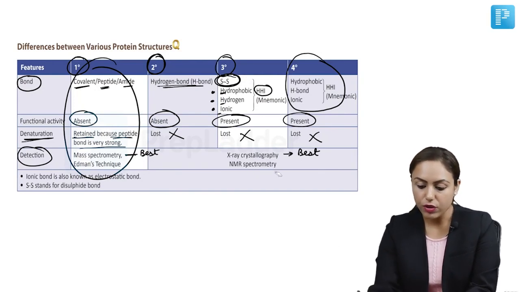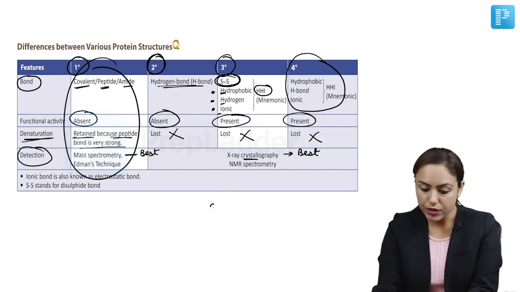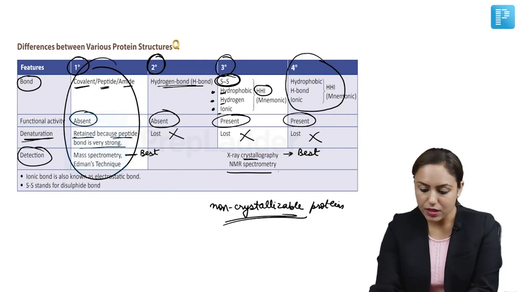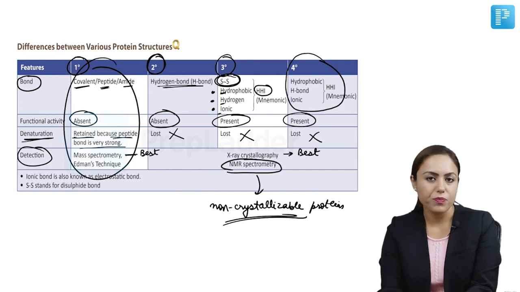But for X-ray crystallography, as the name says, crystal, so the protein needs to be crystallized. But some proteins are non-crystallizable proteins. So for these non-crystallizable proteins, the best is NMR spectrometry, right?